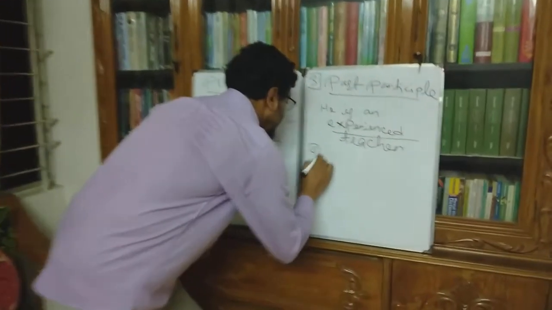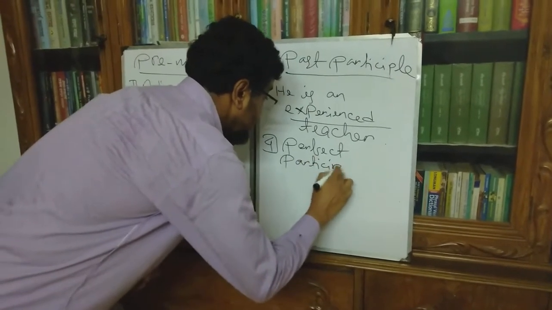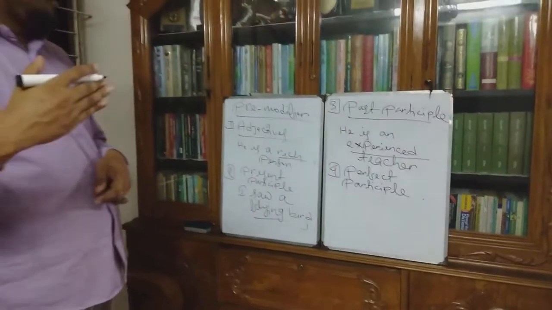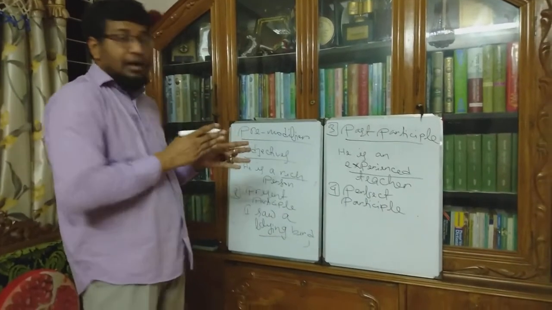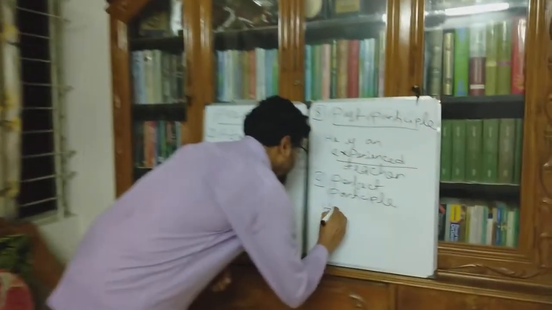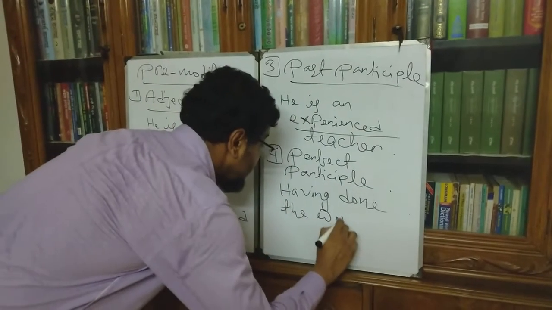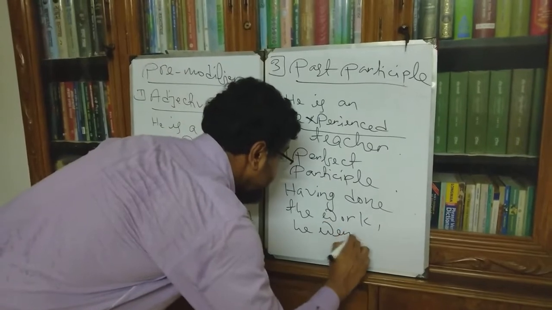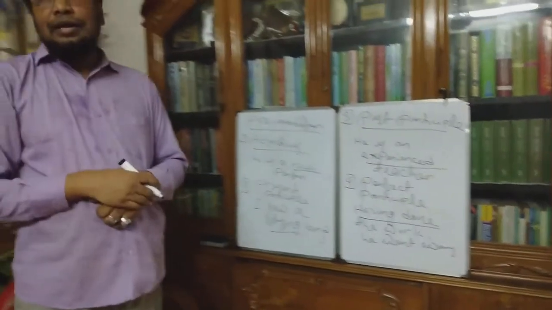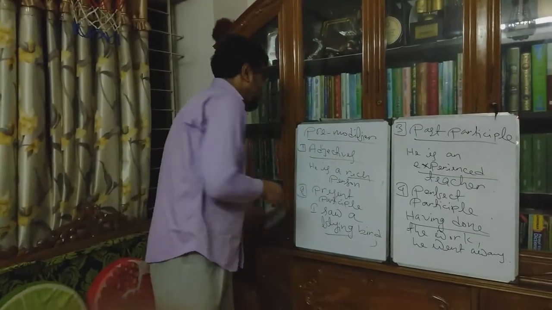The fourth one is perfect participle. Another participle, and it is also a non-finite verb. So perfect participle is having and past participle of the main verb. These two things, having as well as the past participle of the main verb, are called perfect participle. Having done the work, he went away. Having done is a perfect participle here, and that perfect participle is used here as pre-modifier.